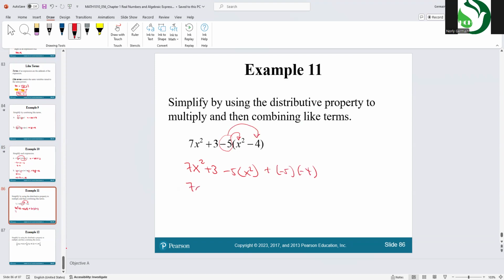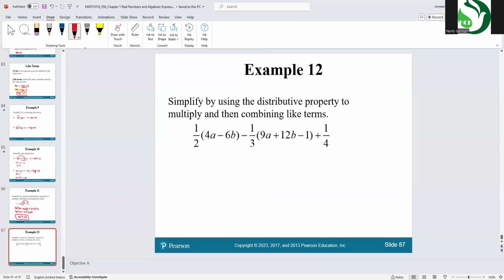So 7x squared, we don't do anything with it now. We have negative 5x squared. Two negatives become positive, 20. Now combine 7x squared and negative 5x squared, give you what? 2x squared. You got it. And now, if you look at the constant terms, 3 plus 20 is 23. All right, that's a beautiful example.